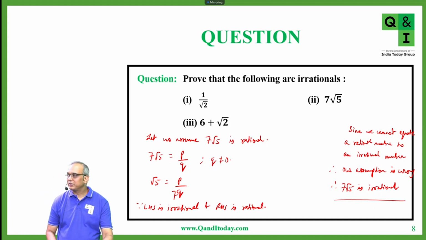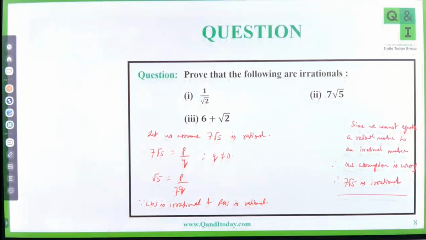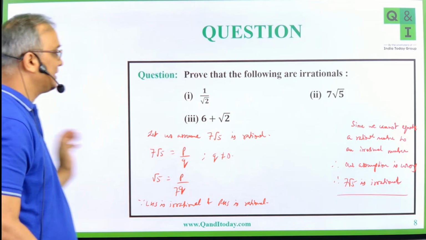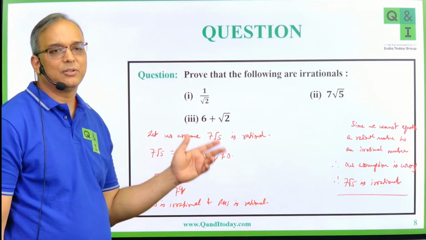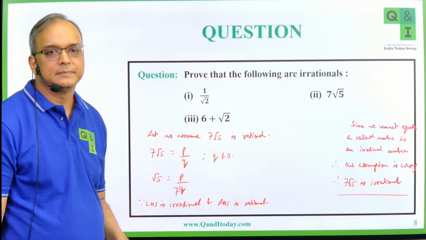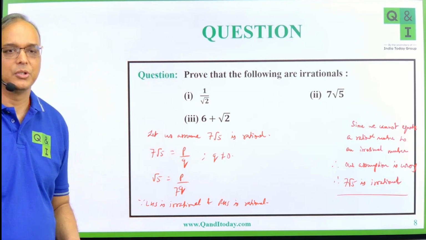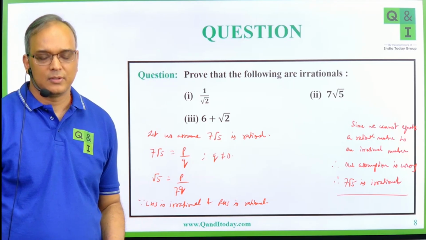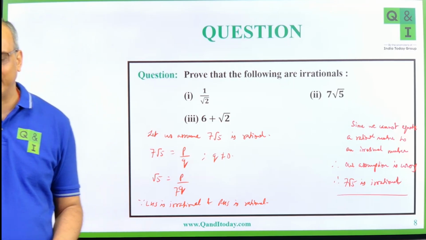Is this clear, students? So these are similar questions. So 7 root 5, is it clear to everyone? Yes, sir. Clear. Okay, good. So you can quickly note this down and then I'll move to the next one.